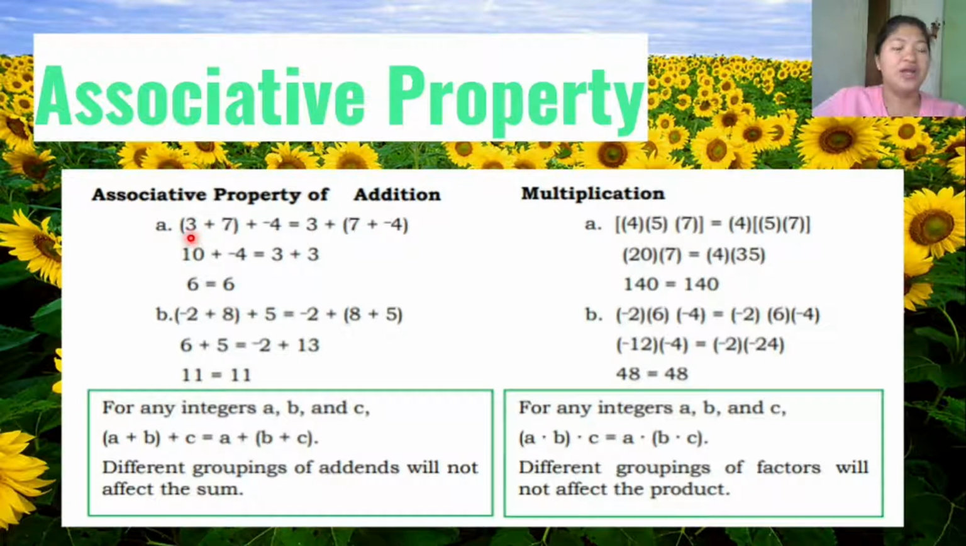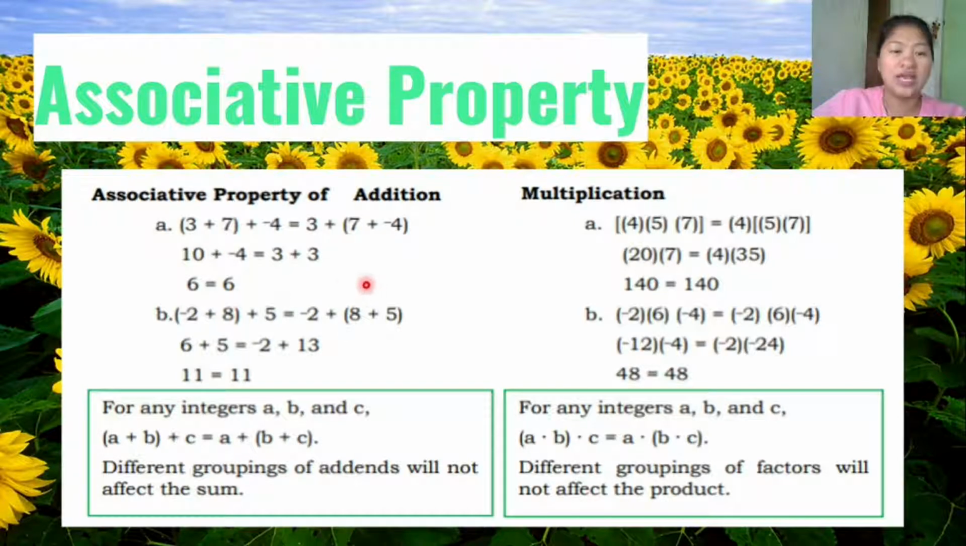So in here, di ba po sa PEMDAS, inuuna natin yung parenthesis. So 3 plus 7 is 10. Kinopya lang po natin yung plus negative 4. Equals, sa kabila naman po, kinopya lang natin yung 3. Plus, and then 7 plus negative 4 is positive 3. And then finally, 10 plus negative 4 is 6. And that would be equal to 3 plus 3, which is also 6.